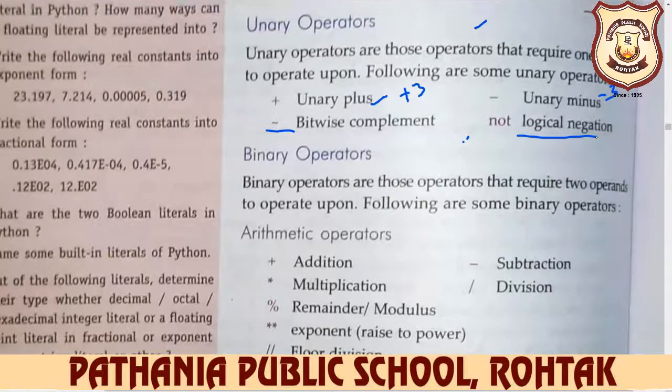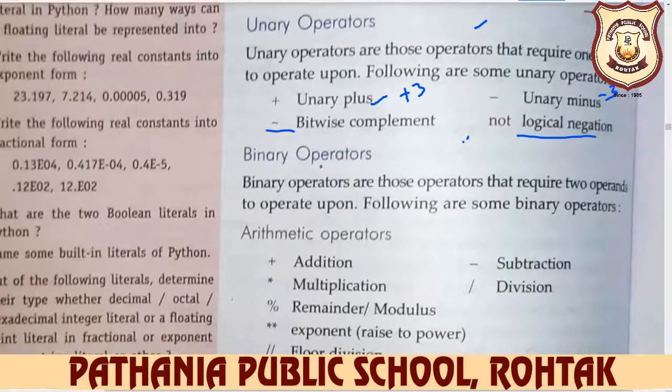Learn everyone, so many types of operators are there. Mainly operators are classified in three forms: unary operator, binary operator, and ternary operator. A unary operator means a single operand, only one operand. For example, +3, -3, +7, -11, -99, bitwise 3, and not 3. These all are your unary operators.